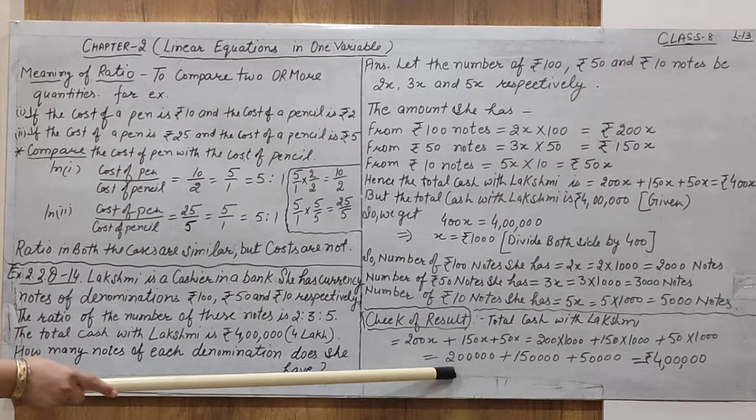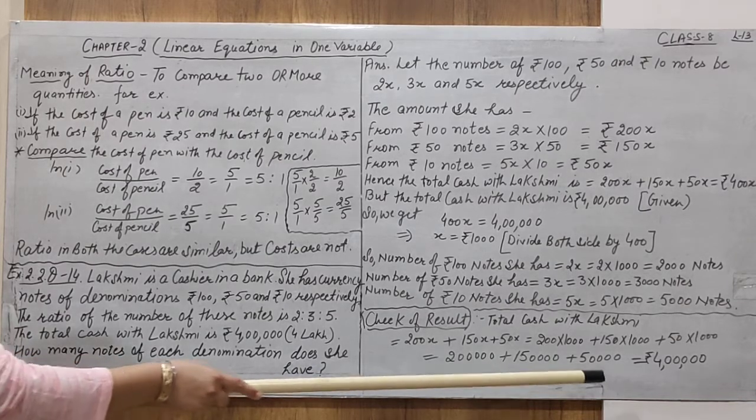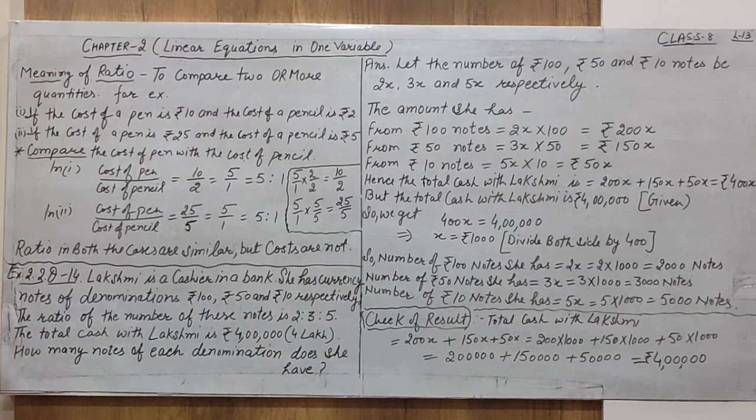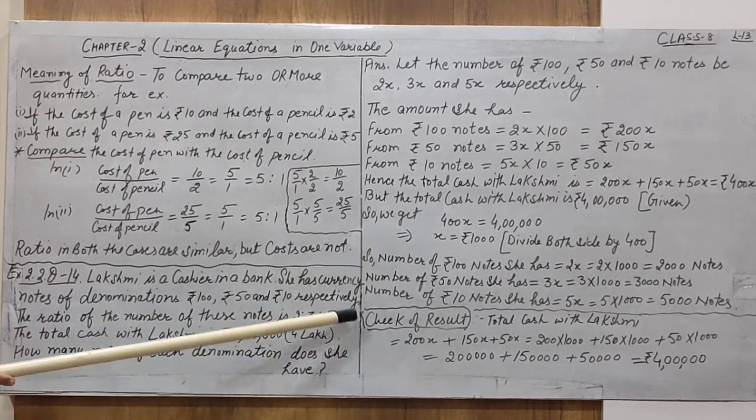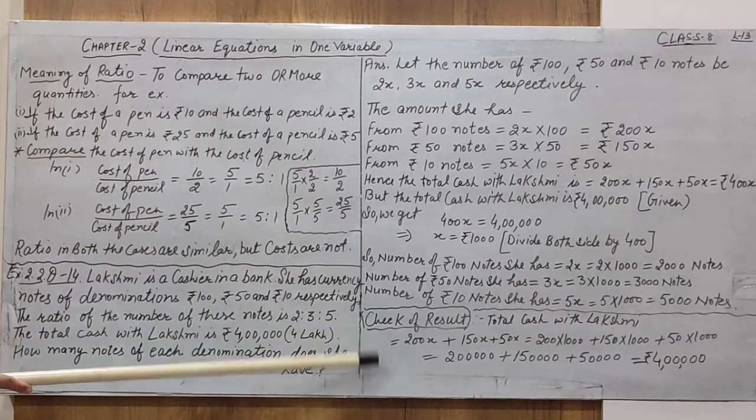We get 2 lakh, 1 lakh 50,000 and 50,000. Total is 4 lakh rupees, and it is given that Lakshmi has 4 lakh, and this we have found with the help of x. This is the method to check that our answer, that is the value of x, is correct.